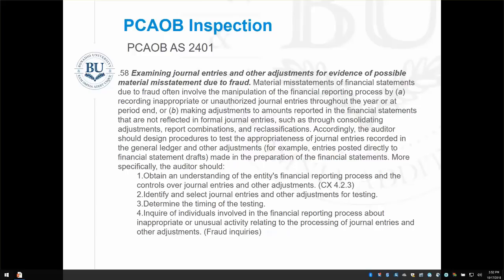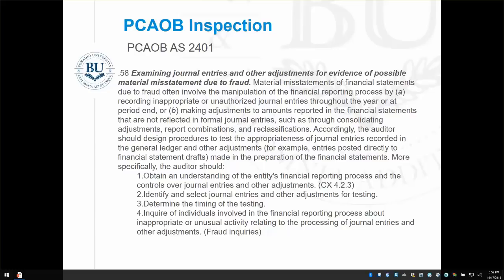The specific PCAOB guidance as it relates to journal entries is found in PCAOB AS 2401, paragraph 58. I just want to call your attention to the main 4 items down below as to really, from a journal entry perspective, making sure that these are what we should be looking at and our procedures are addressing from an appropriateness standpoint as it relates to specific journal entry testing. And one of the places that this is often found is in PPC within CX 4.2.3, the financial statement reporting system documentation, within the financial close and reporting process.